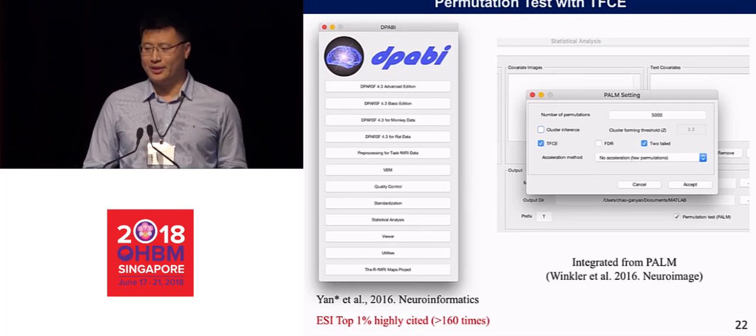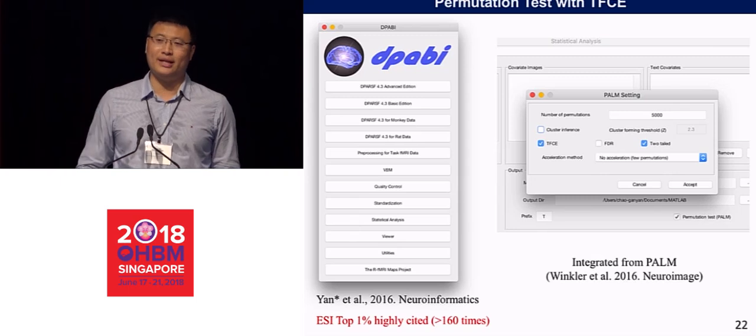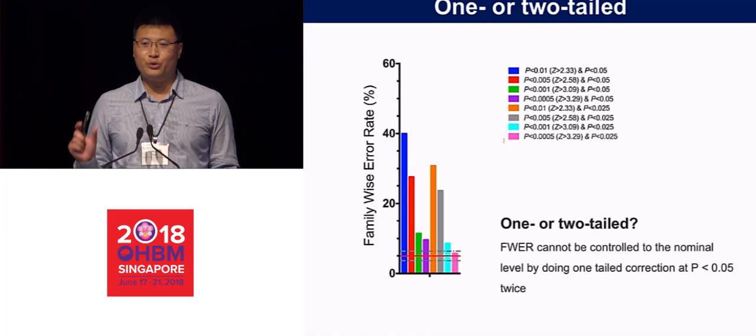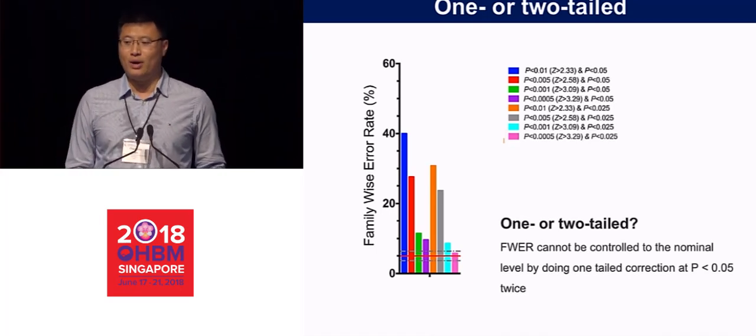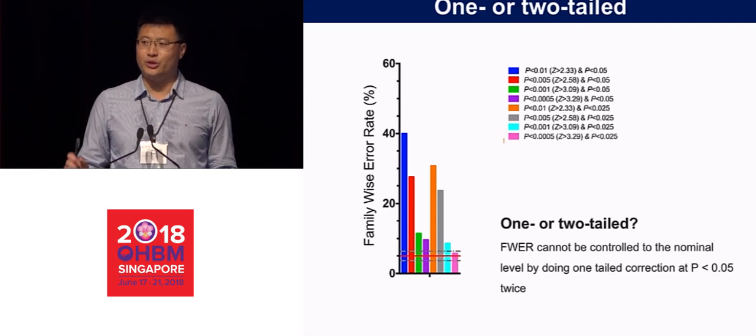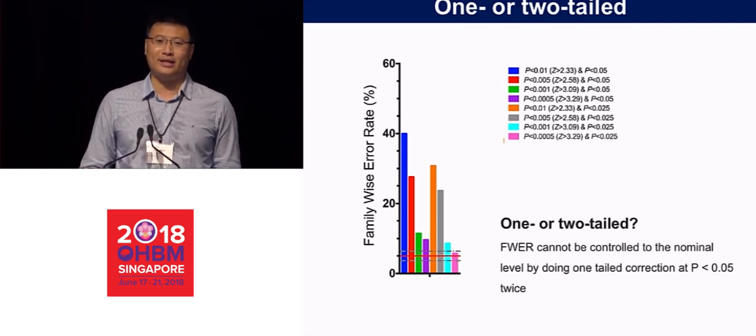So we integrated Dr. Winkler's PALM package into DPABI. Now it's just one click. You can have the permutation test with the TFCE results. And also we should pay attention if you are using one-tailed or two-tailed. So if you are interested in two-tailed effects, you should correct each tail.